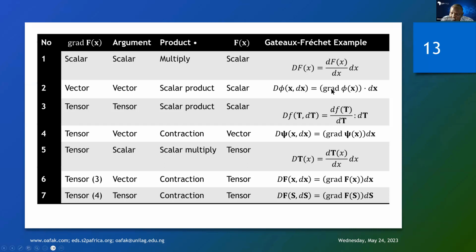So if you now want to find that grad, which is the derivative, the Fréchet derivative, the way you do it is you start with the gâteau, and then you find something which when you dot it with the X will give you the gâteau, and that thing is the grad of phi.